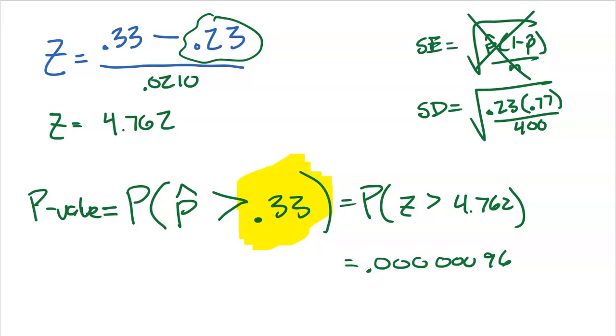There is significant evidence that the proportion of all green gummy bears is more than 23%. Do I know it's 33%? No, that was just a sample. But since that sample was so unbelievably high, I believe I have evidence that it's definitely more than 23%.